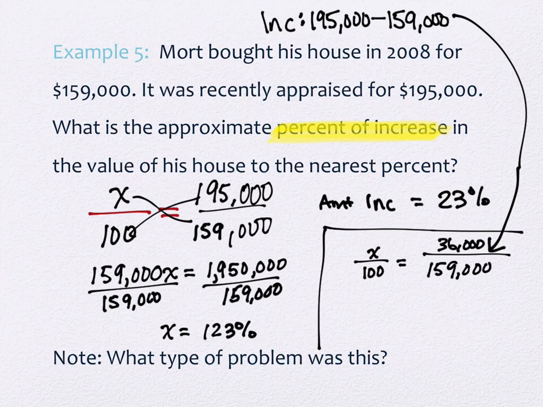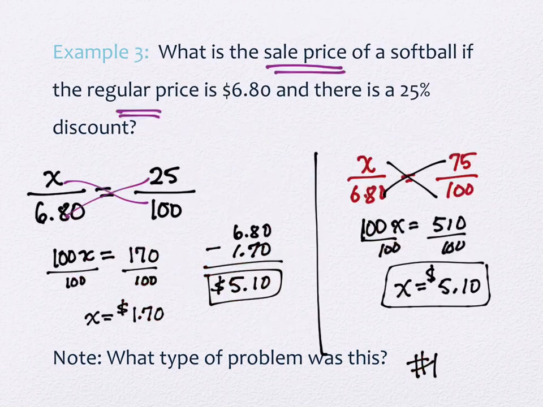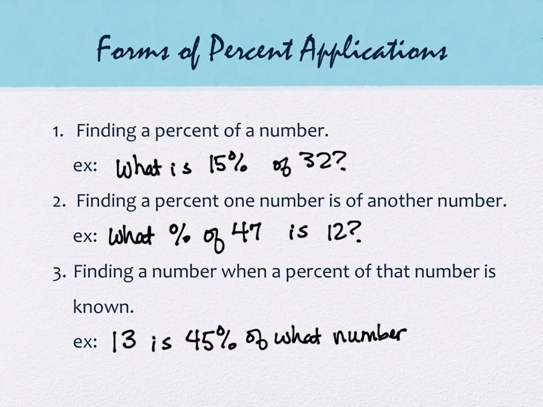Either way, what type of problem is this? 1, 2, or 3? It's 2. How do you know? It's asking for a percent. Number 2 is the only one that asks us for a percent. So it's asking for a percent.